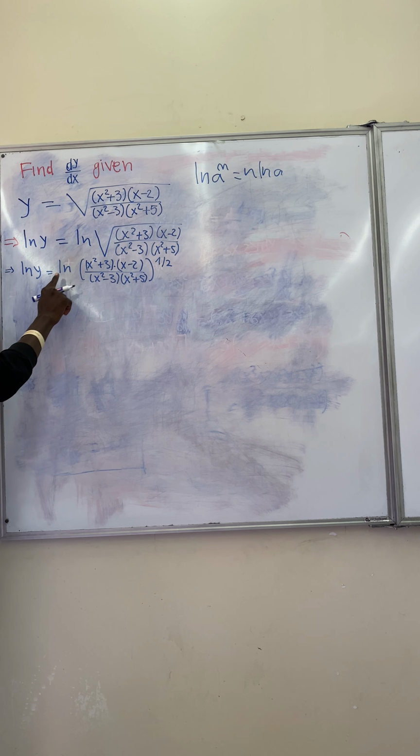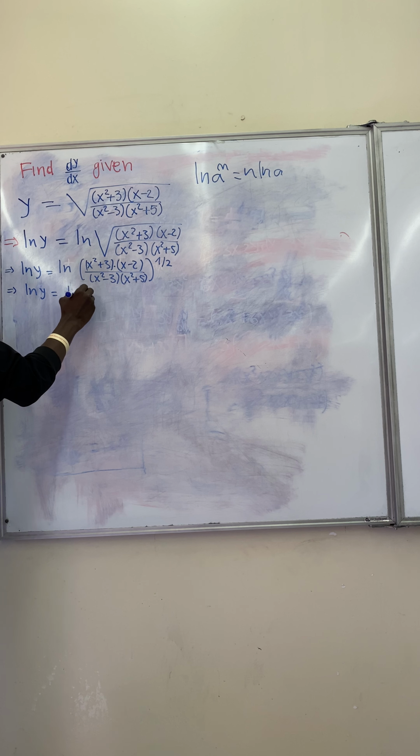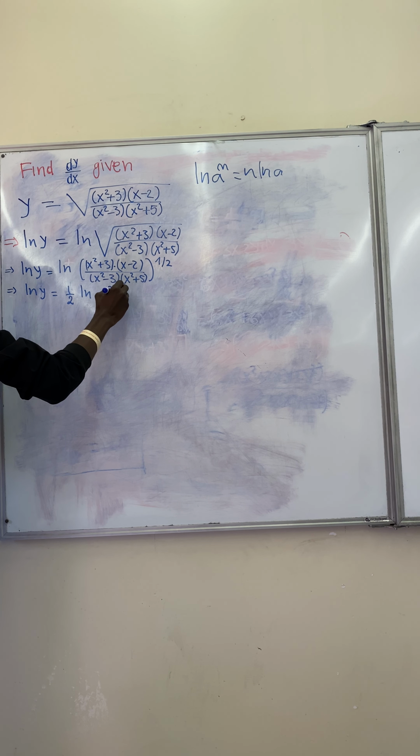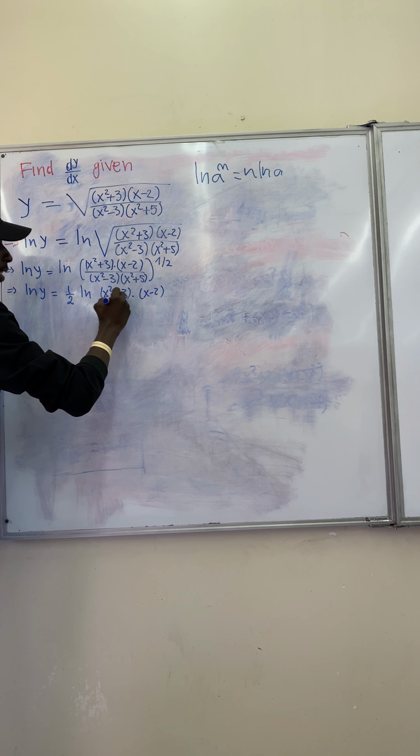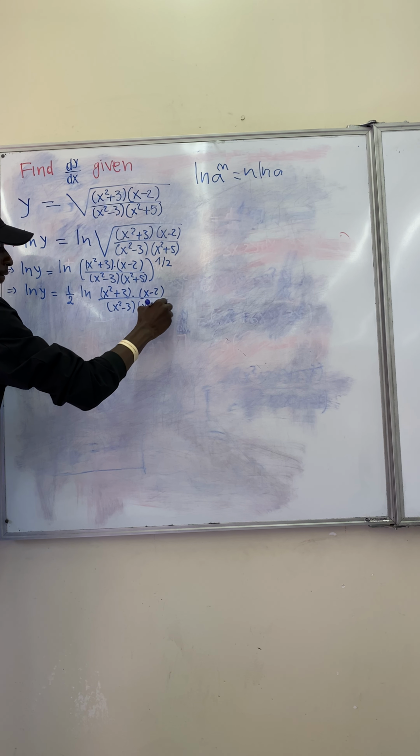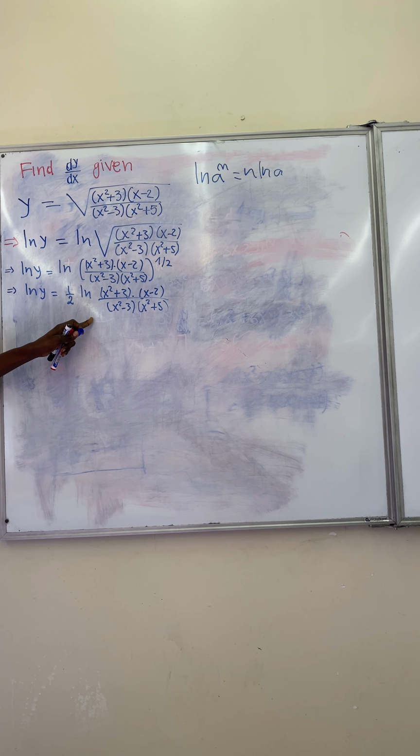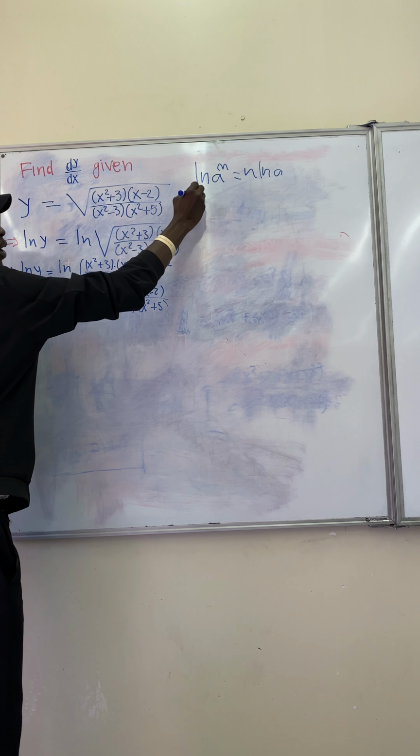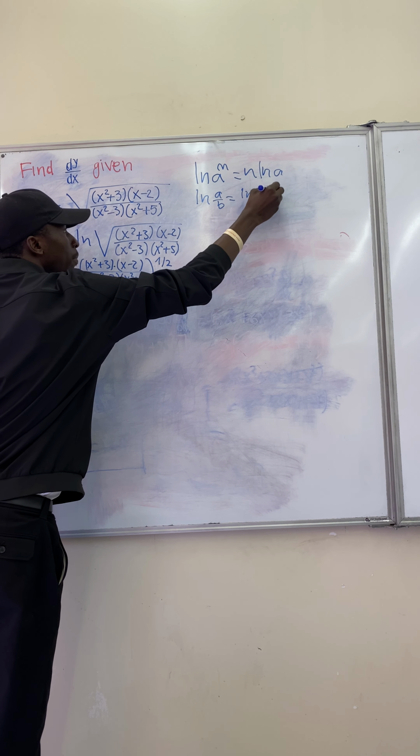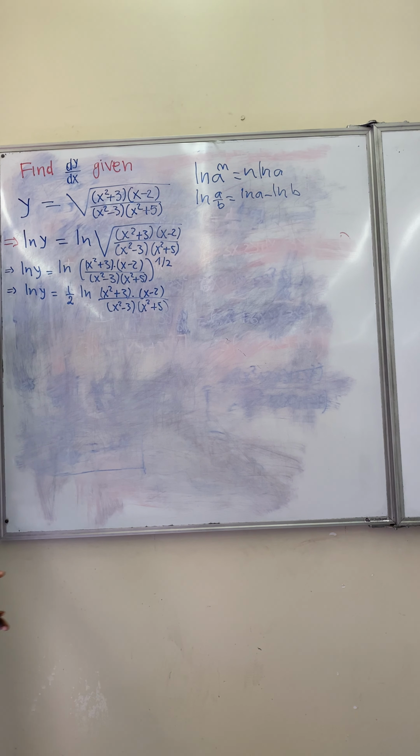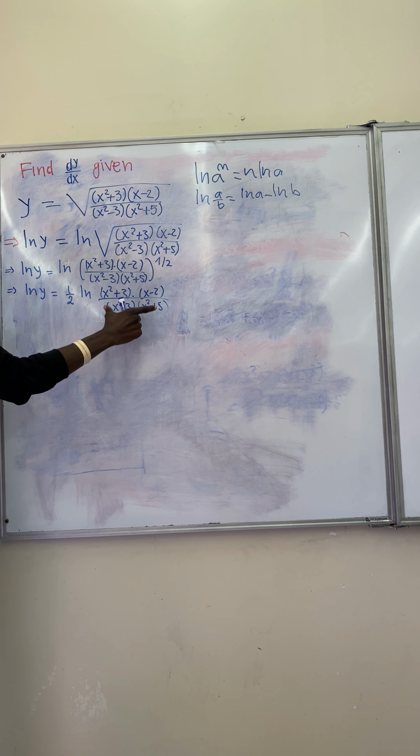So by applying this, I'm going to have ln of y equal to 1 over 2, and then we have ln of (x squared plus 3)(x minus 2) divided by (x squared minus 3)(x squared plus 5). So now guys, can we simplify this formula? Yes, we can. Remember, when we have ln of a divided by b, this is just ln of a minus ln of b. So that is exactly what you will do. This is a and this is b.